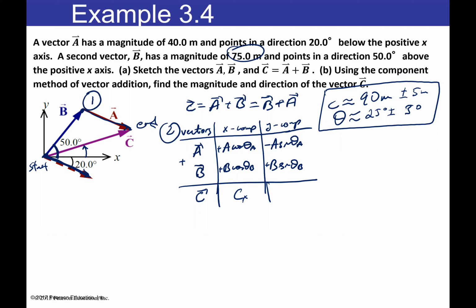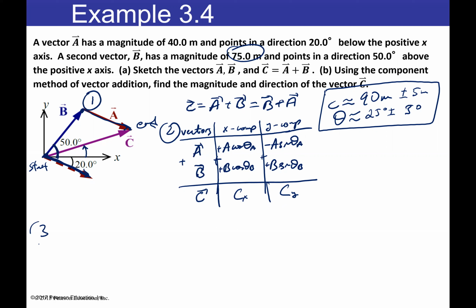That means if I'm doing A plus B to get C, then I'm going to add the X component of A plus the X component of B to get the X component of C. Same thing, I'm going to add the Y components to get Cy. That means this is going to be your vector table. I call this the vector table, which organizes very carefully all of your vectors and their components.